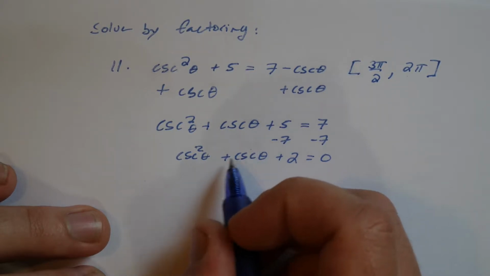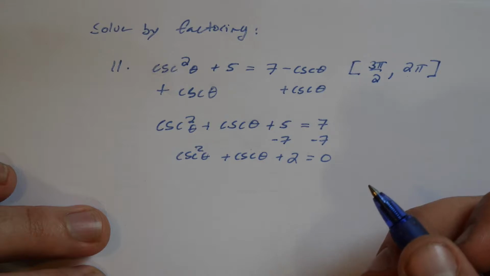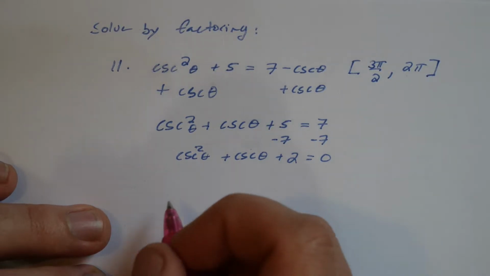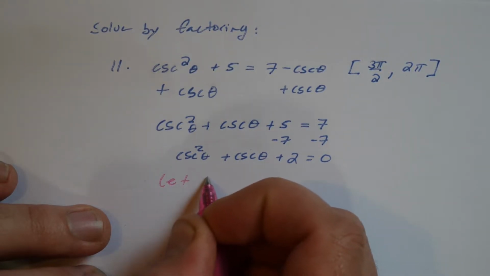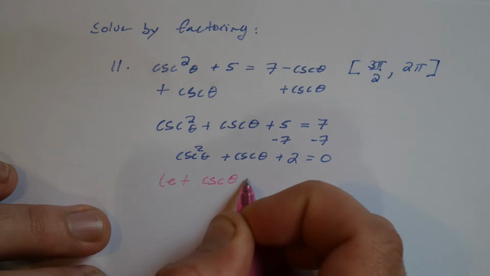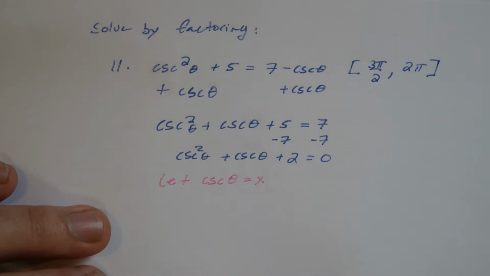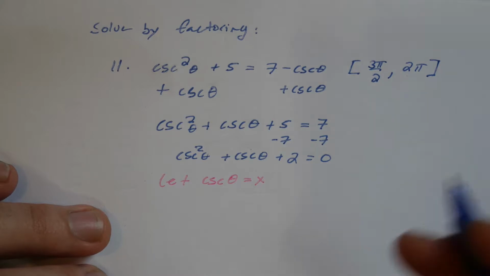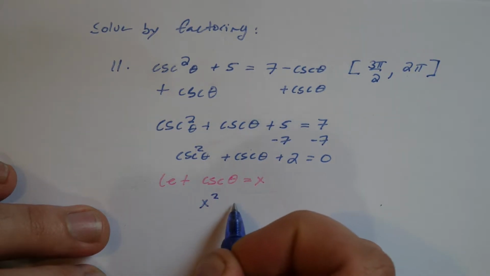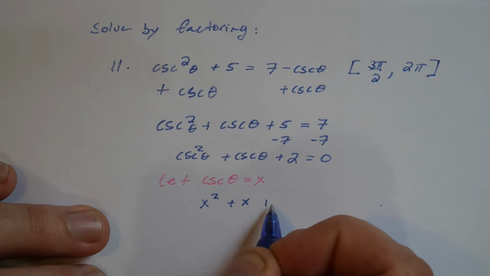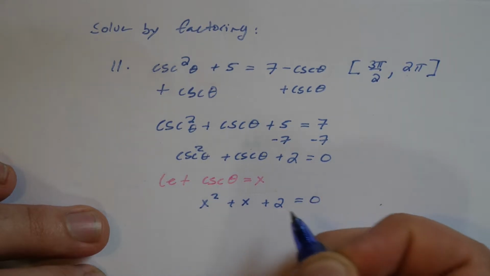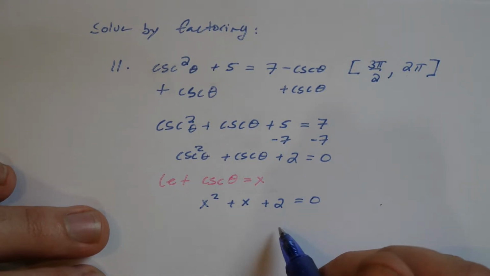Because you're thinking of this cosecant as your variable x. So say I did this to make it a little easier: let cosecant theta equal x. You don't have to do this, you can skip this step. This is just so that you see it. So this is just x squared plus x plus 2 equals 0. And if you're in pre-calculus, you should know how to factor that.